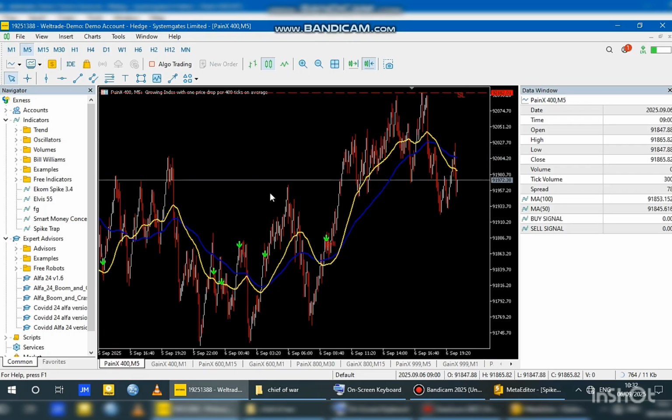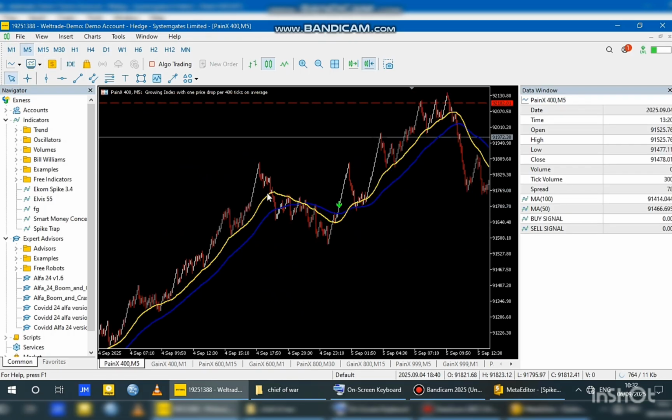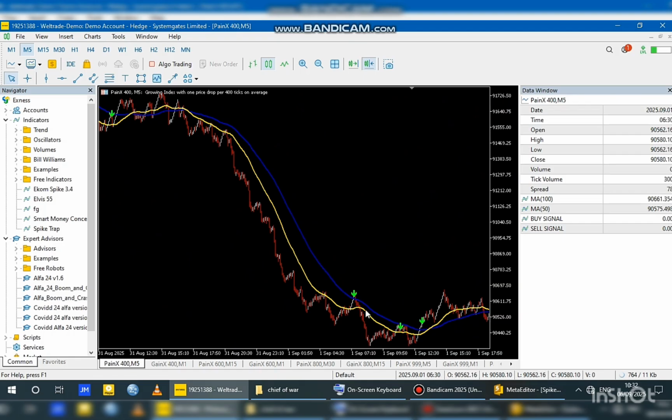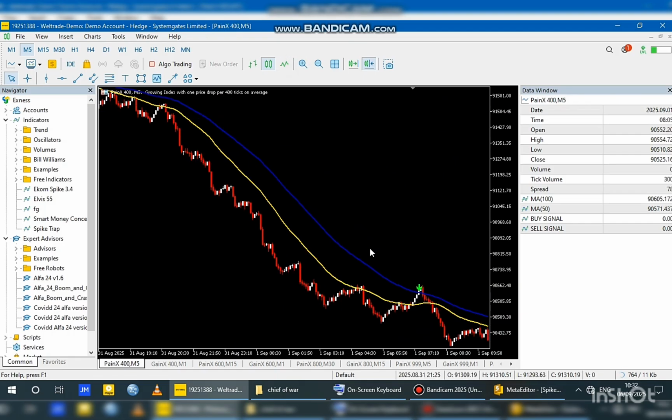You can also use it, but you have to respect the trend. For example, we had a good trade here. It was strongly sloping downward. We had a good trade here.